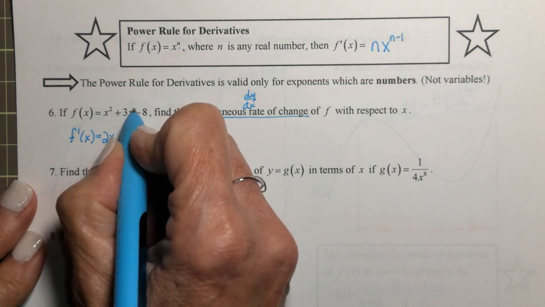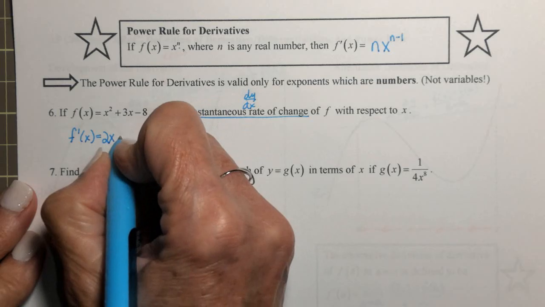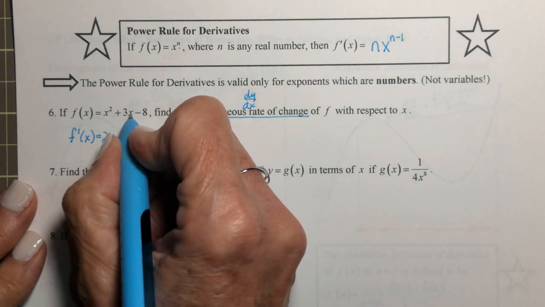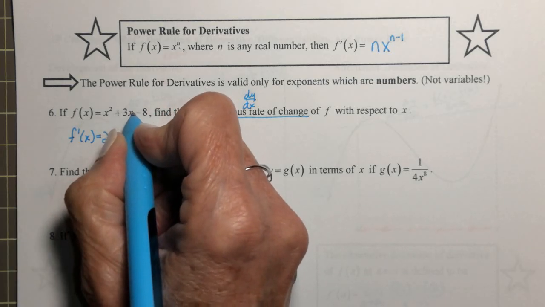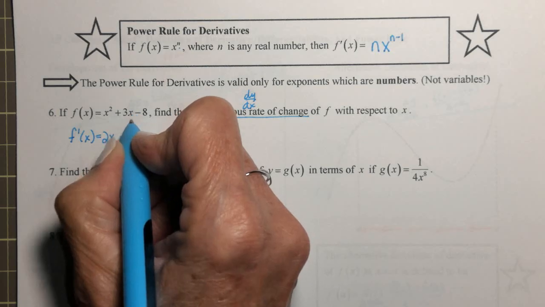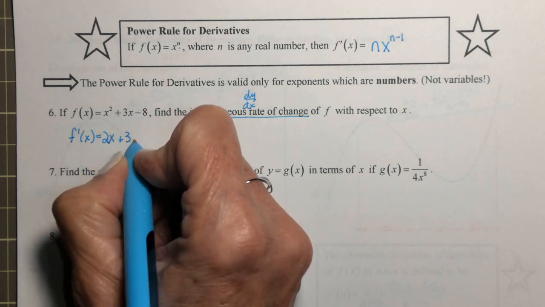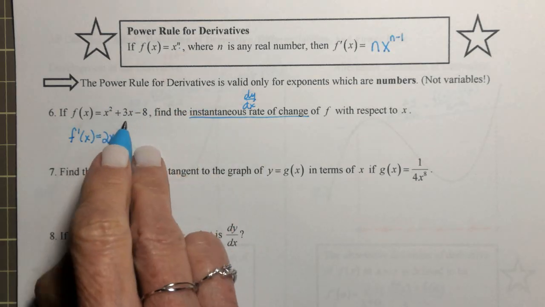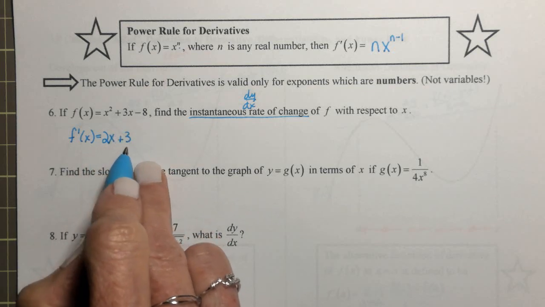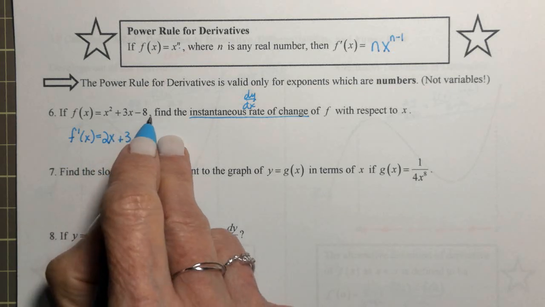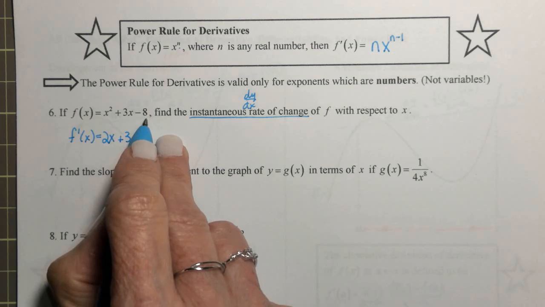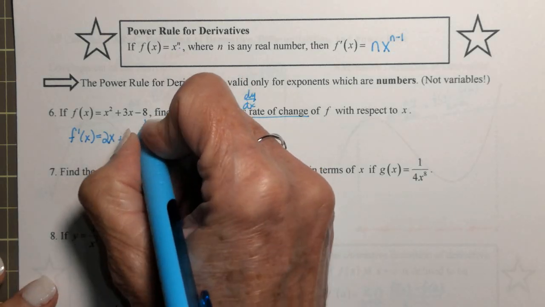This power is a 1. Multiply it to the front. We get a 3. Keep your x, decrease your power by 1, but 1 minus 1 is 0, and x to the 0 is 1, so this is just a 3. The derivative of 3x is 3. The derivative of any constant is 0. You might want to write that down.